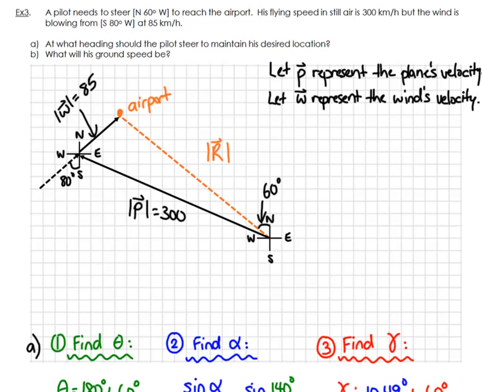So A, at what heading should the pilot steer to maintain his desired location? So what you want to say is he's actually not wanting to steer the 60, but let me just extend this. So that's the north line. You want to find this because he's going to steer this way and then get blown off course to then land at the airport. So you don't want the 60, you want that entire angle. So this guy, we'll just call that gamma, because I think we're probably going to have to find this guy, which I'm just going to call alpha.